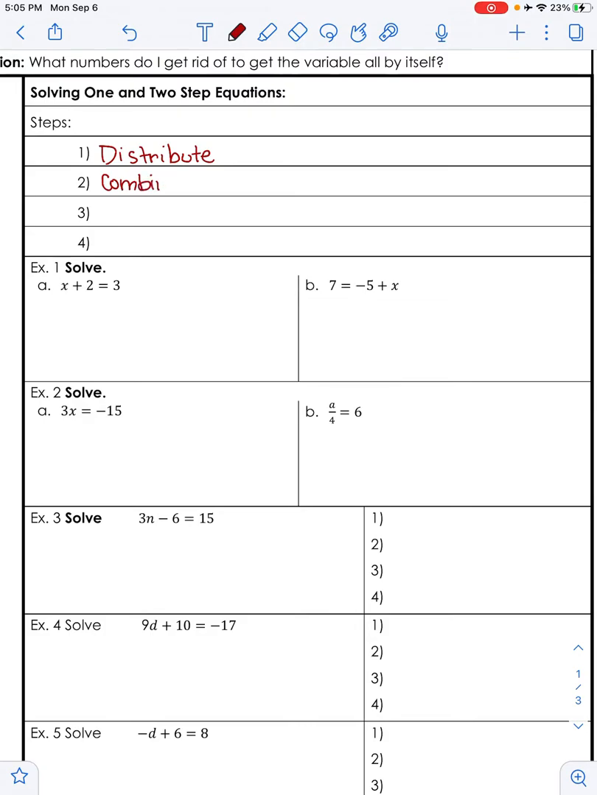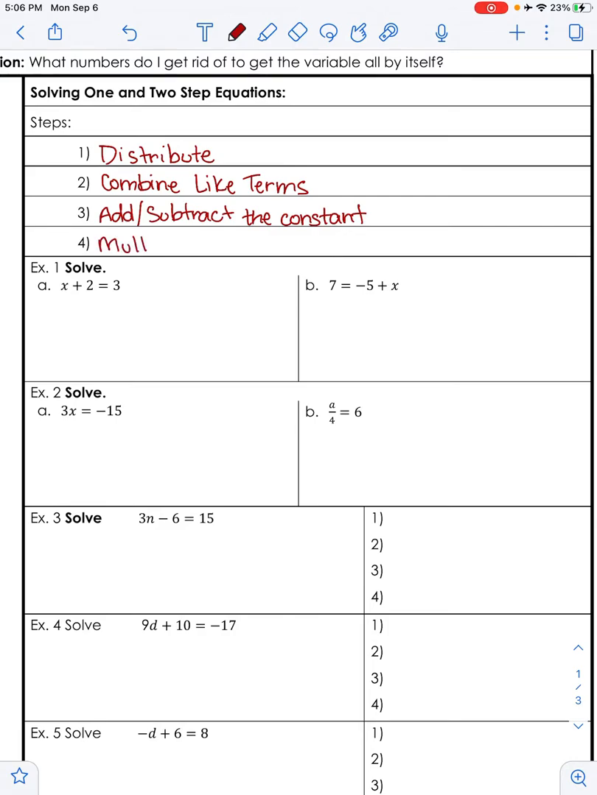Step 2, we want to combine like terms. We also learned about this in my last video. Step 3, we want to add or subtract the constant. And again, in the last video, we learned that a constant is a number without a variable.